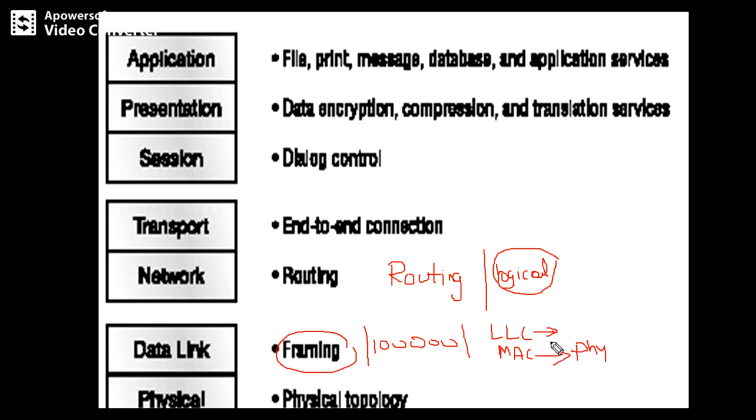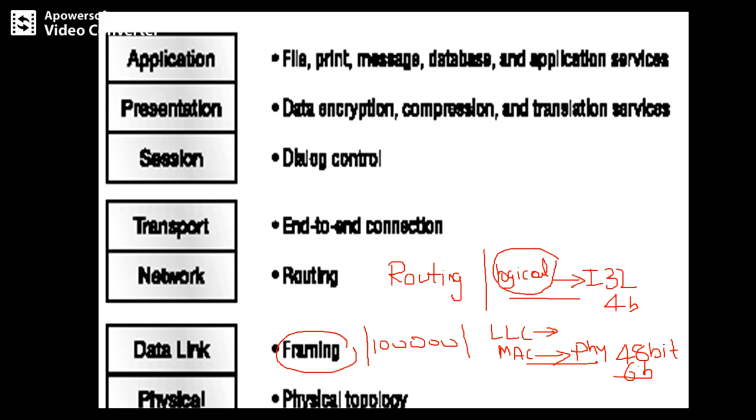Now, what is the difference between a physical address and a logical address? A physical address is a 6-byte, 48-bit address, called a MAC address or physical address. It is a permanent address burned in the EPROM of the network card, but the logical address is given by the administrator, who can change it at any time. This is a 32-bit, 4-byte address, and the other is a 48-bit, 6-byte address.